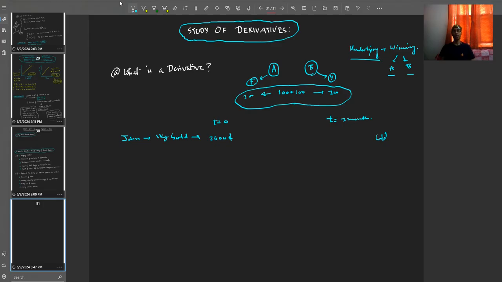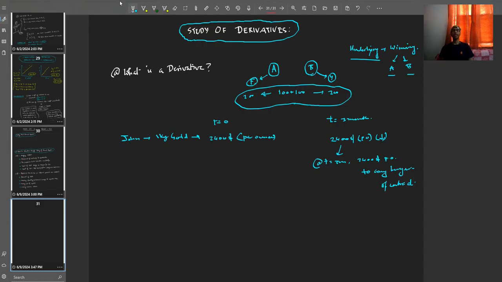So he says, I am creating a contract where 3 months down the line, anybody can buy gold from me at $2,400 per ounce. This is per ounce, right? So this is the contract, friends. This is saying that at T is equal to 3 months, John will be delivering gold at $2,400 per ounce to any buyer. Buyer of what? Buyer of this contract. Right?